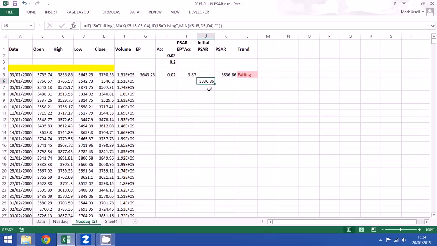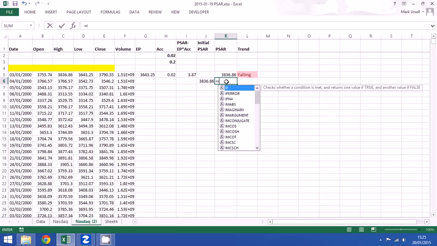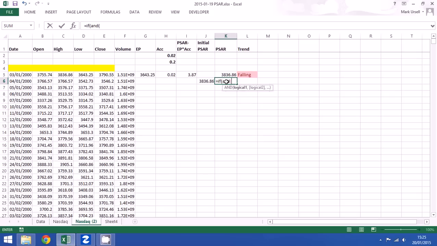Okay, so there we have the calculation for the initial PSAR. Now we can work out the actual PSAR for this period. We do that by using an if and statement. In fact, there's 4 different scenarios that can occur for the PSAR, and we're going to use 4 different if and logical statements. Now, the first of these is if we're in a downtrend, so if L5 equals falling.